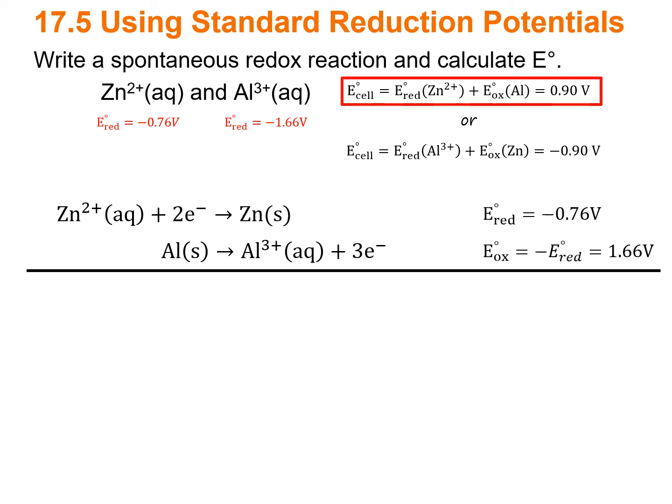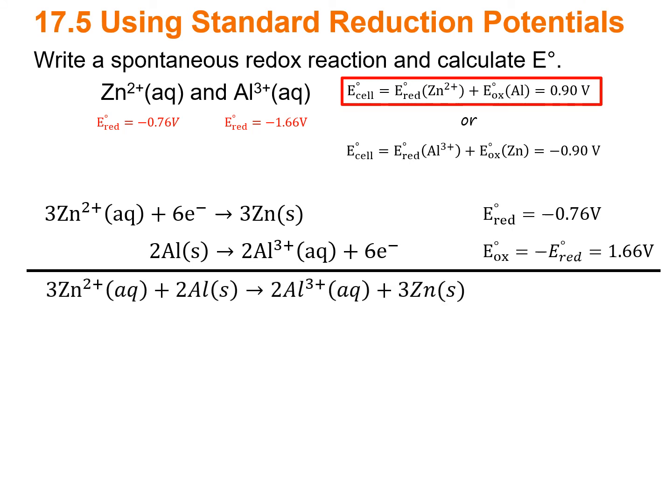Of course, we do need to balance this first because we have 2 electrons on the top and 3 on the bottom. So we have to multiply by 3 on everything on the top. That gives us 3 zinc 2 plus, 6 electrons, 3 zinc solids. We'll have to multiply by 2 on the bottom reaction there. And so that gives us 2 aluminums on both sides and 6 electrons. Notice I didn't change the values on the right because we said we don't multiply those in this case with cell potentials. We look at the sum of the reactions there, and the cell voltage would be 0.9 volts as we predicted above.